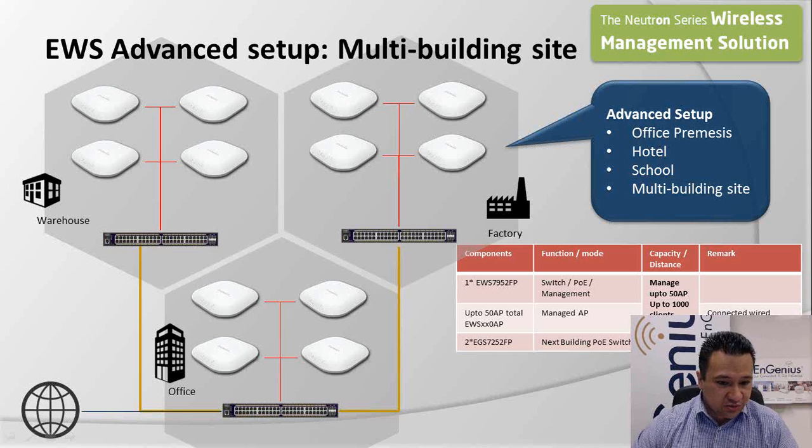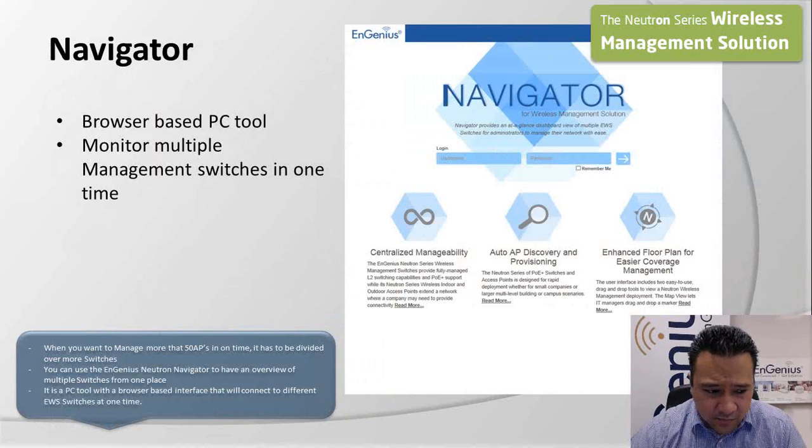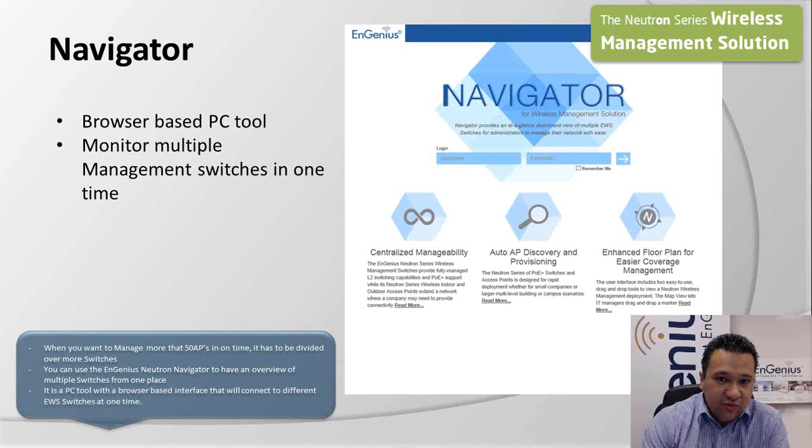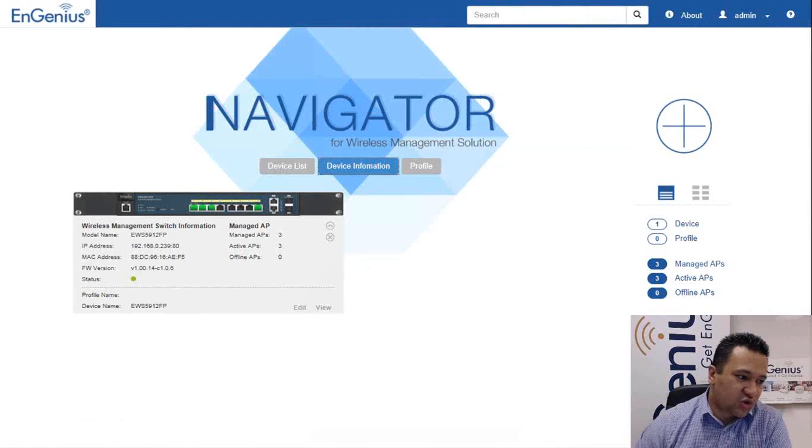Next topic that I want to talk about is the Navigator. Like I said in the introduction, we are able to manage 50 access points from one EWS switch. But it's very well possible that you have bigger deployments where you have to manage more than 50 access points. And at this moment, we have the Navigator software, which is a browser-based PC tool. From the Navigator, you can monitor multiple management switches in one screen. At this moment, the Navigator is only a monitor tool. And this is one screenshot of how it looks.